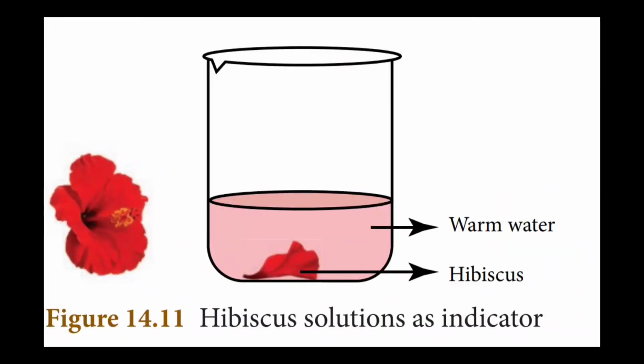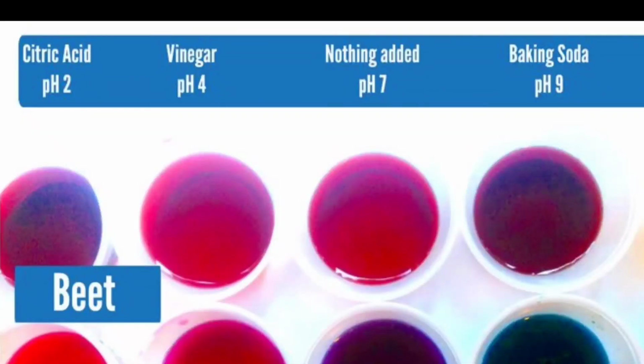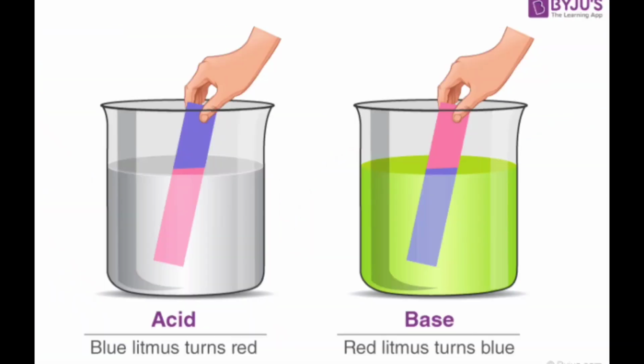In case of hibiscus flower indicator, some hibiscus flowers are soaked in warm water for about 5 to 10 minutes to form a solution. This solution can be used as an indicator. In acidic solution, the color will change to deep pink or deep red. In basic solution, the color will change to green. In case of beetroot juice, the extract of beetroot is also used as an indicator for identifying the acidic or basic nature of the solution.